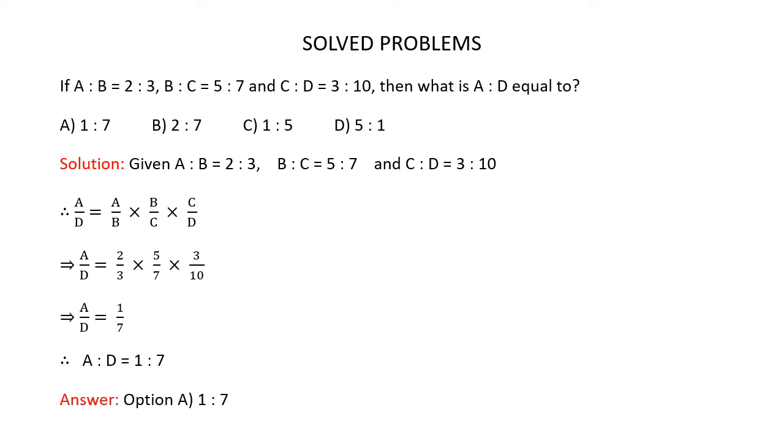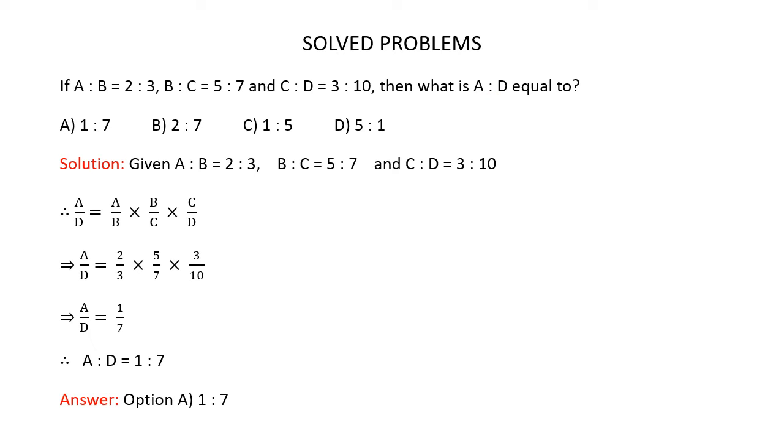This is nothing but A by B is equal to 2 by 3. Now B is to C is equal to 5 is to 7. This is nothing but B by C is equal to 5 by 7. And C is to D is equal to 3 is to 10. This is nothing but C by D is equal to 3 by 10. Now we are supposed to find out the value of A is to D. A is to D is nothing but A by D.